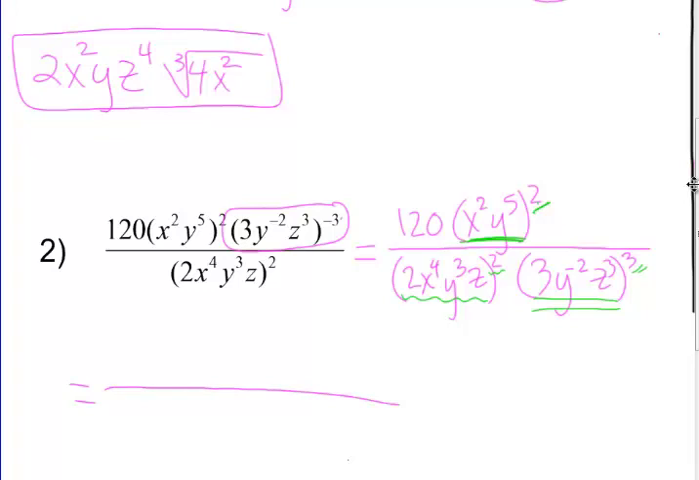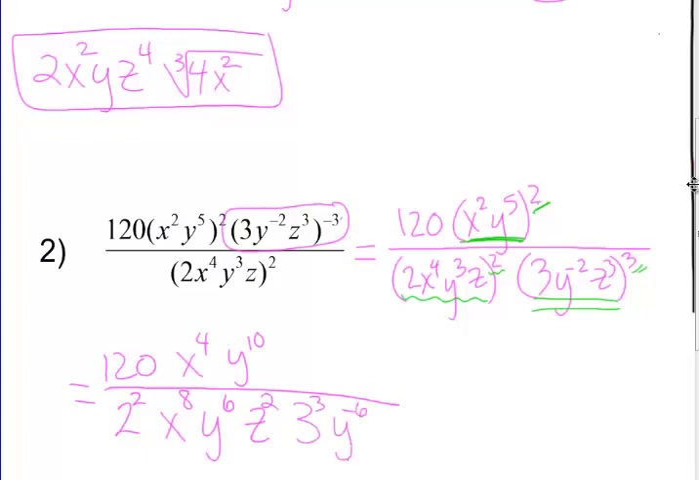So you have the 120, x to the 4, y to the 10, 2 to the second, x to the 8, y to the 6, z to the 2, and then we'll do the other one, 3 to the third, y to the negative 6, z to the 9.